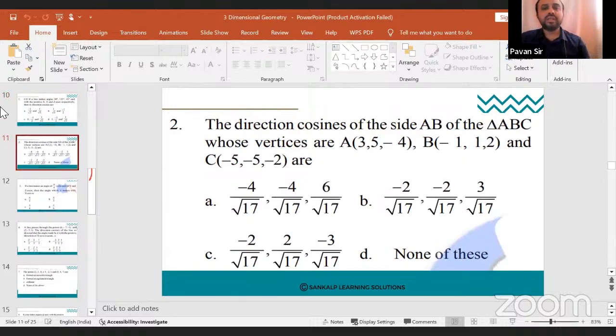Yes, next question. The direction cosines of the side AB of the triangle ABC whose vertices are A (3, 5, -4), B (-1, 1, 2), and C (-5, -5, -2) are what? The direction cosines of the side AB of triangle ABC. Try to get the answer fast. Again, 10 seconds for you.